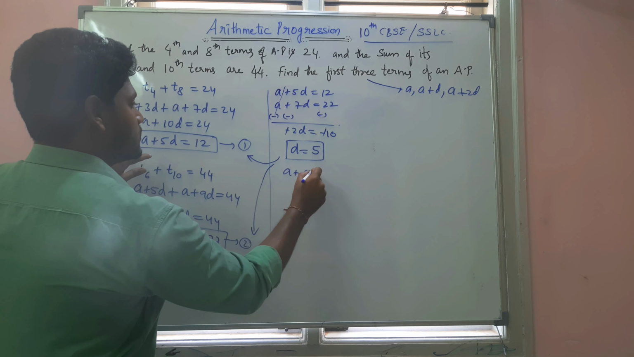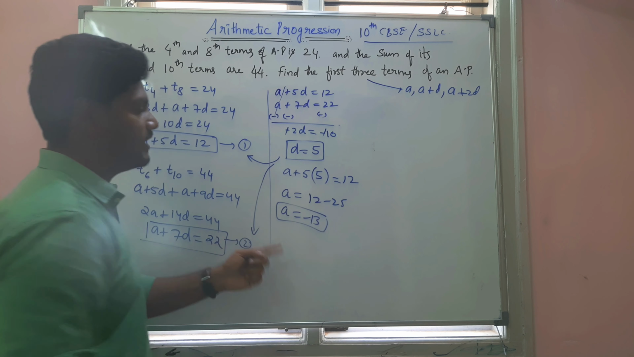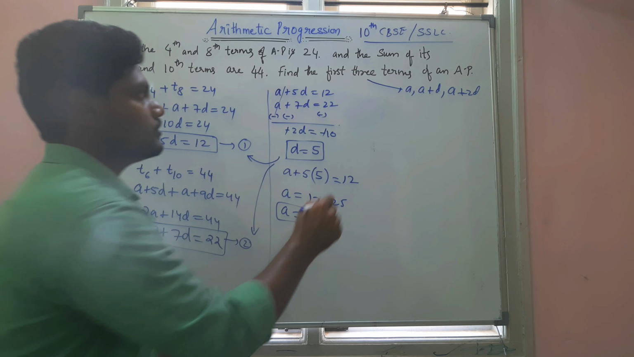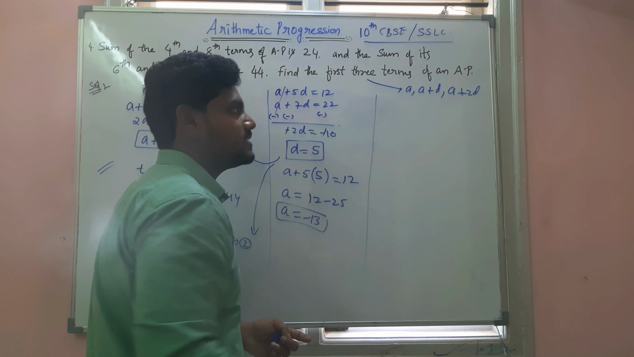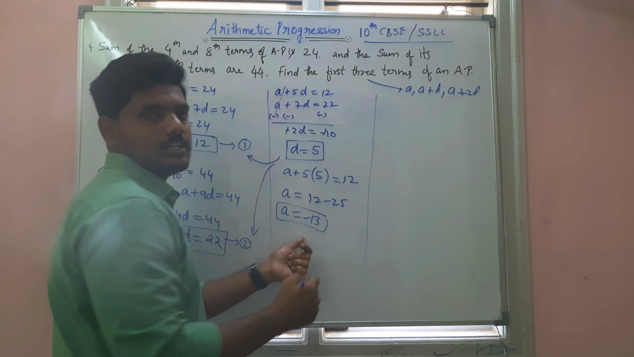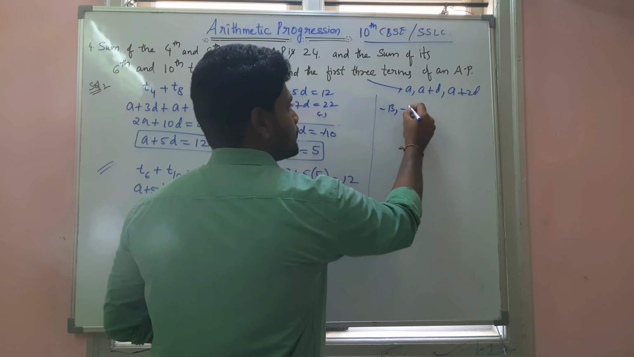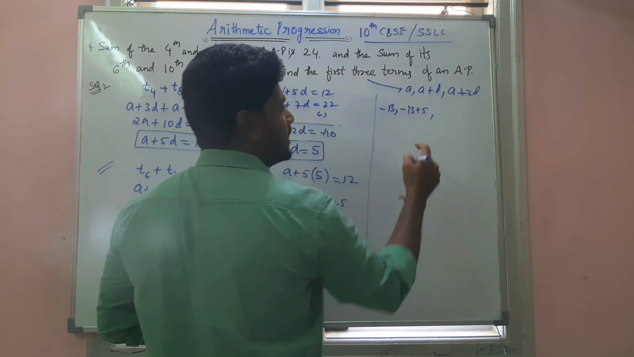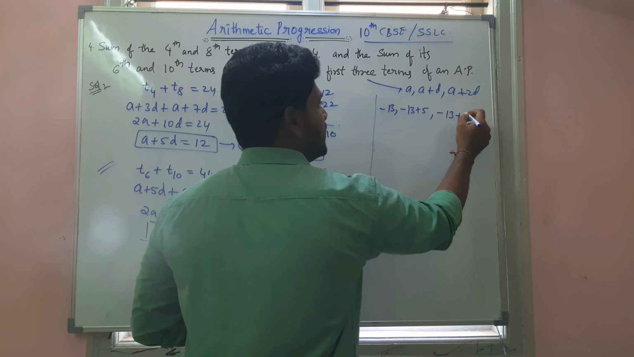12 minus 25, so A is equal to minus 13. Now we have A value minus 13 and D value 5. Therefore the first three terms are A, A plus D, A plus 2D. The first term is A, so that is minus 13. Next A plus D is minus 13 plus 5. Next A plus 2D is minus 13 plus 2 times 5, which is 10.